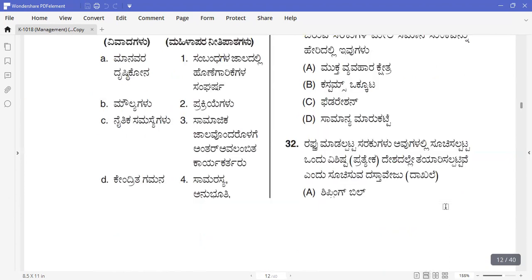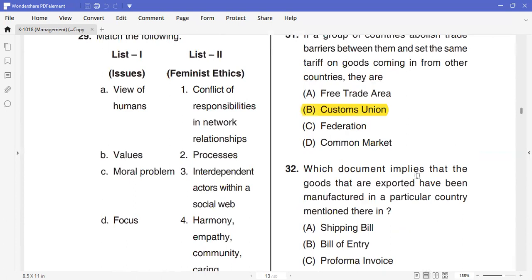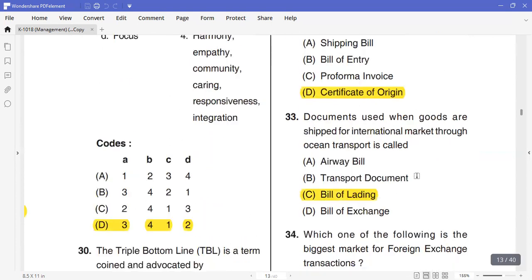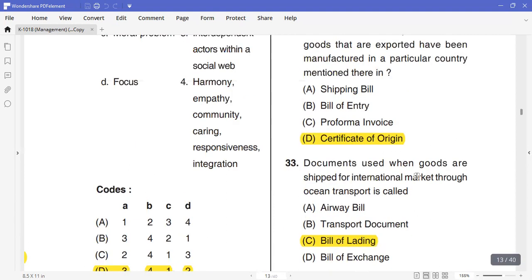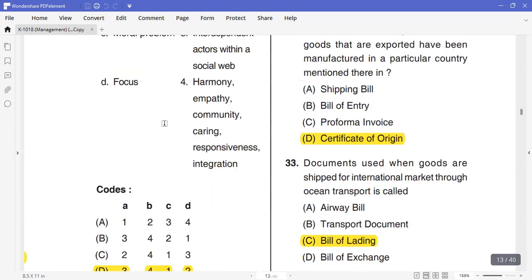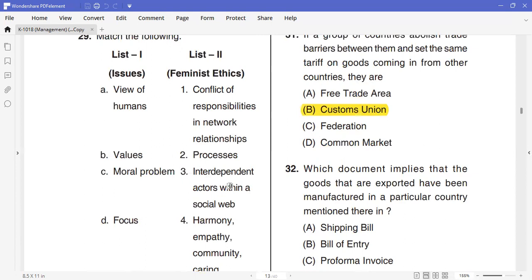So next we go to the 29th question. Match the following issues versus feminist ethics. So the correct option will be D. A-3, B-4, C-1, D-2. That is, for A it is 3. So what is A? View of humans. So the correct option is 3. So view of humans are related to interdependent actors within a social web.